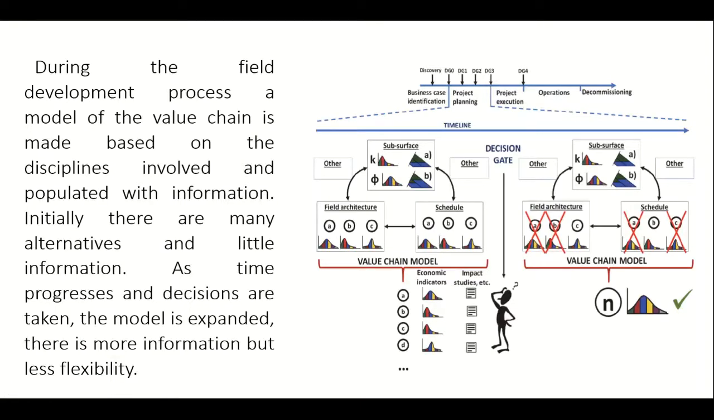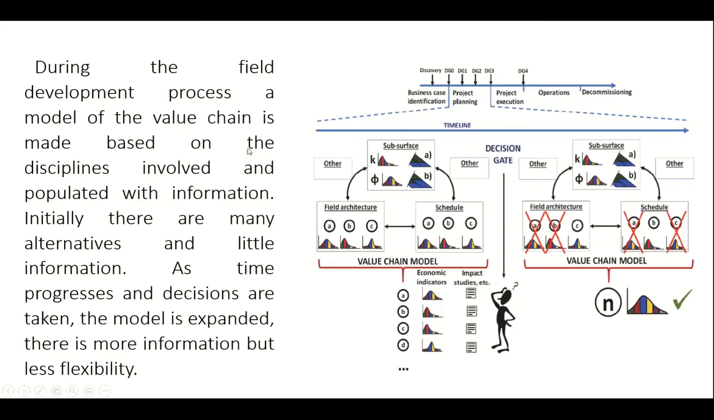So during this process, you have the timeline a bit more compressed with all the phases. Okay, business case identification, planning, execution, operations, and decommissioning. And within this part, that's what we are going to be focusing on most of the time in the course, the project planning part. The company developed a value chain model of the asset.